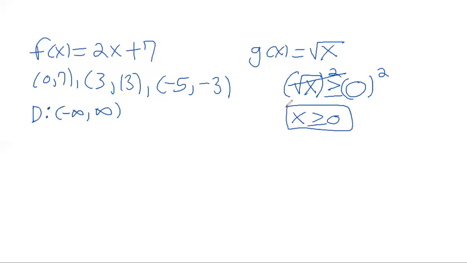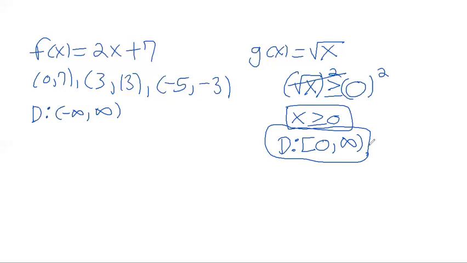So in interval notation for the domain, since I have greater than or equal to here, I have a bracket because 0 is included because of the equals. So it's bracket 0, comma, infinity. Infinity is not included because, again, you can't define it. It's not a finite value. You can't put a number on it.